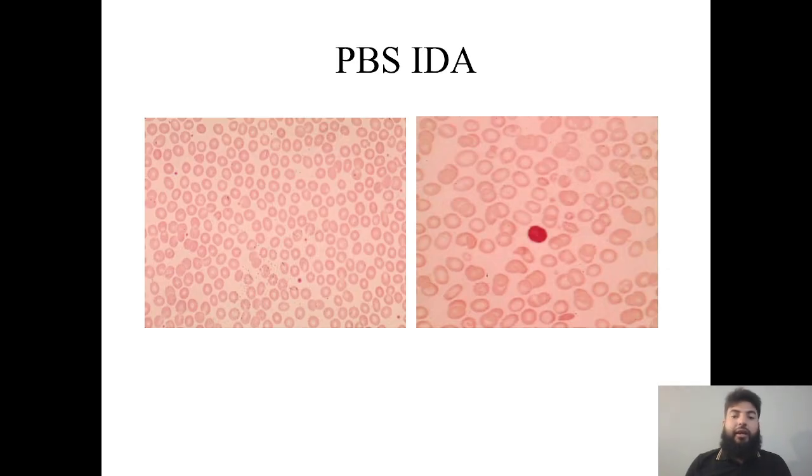Then in this slide, I have shown you the normal RBC morphology on the left, while on the right there is iron deficiency anemia, in which you can see the increased pallor area within the RBC. So if you see such a kind of picture, you can advise further tests and investigations to diagnose the cause of the disease.